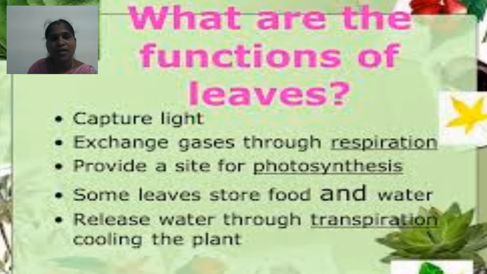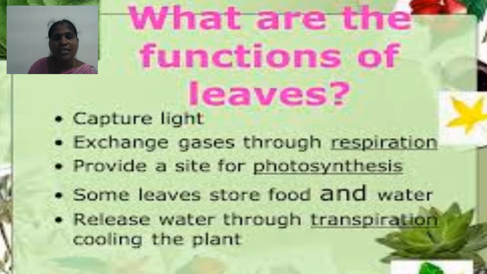It prepares food and sends it to all the parts of a plant. So the leaves are food factories of a plant. And what are the main functions of these? It captures light. It absorbs the sunlight to make their food. The first thing is it absorbs the sunlight, and it exchanges gases through respiration.